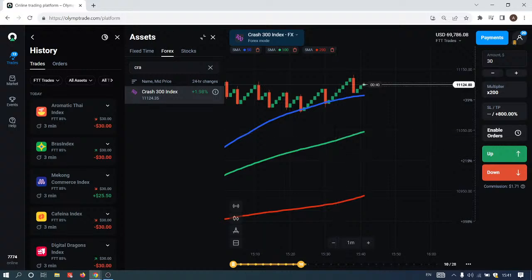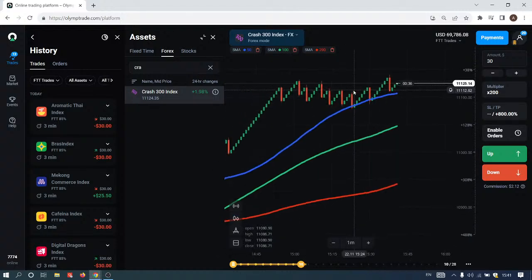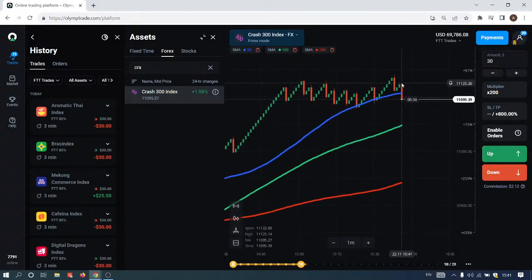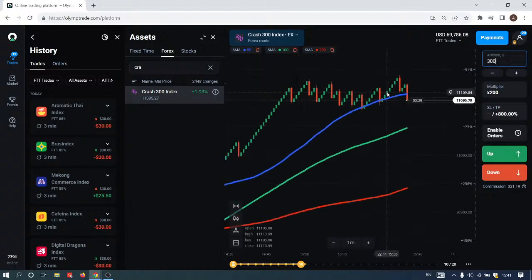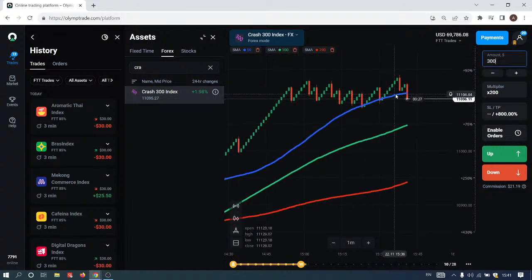So guys, let me stop here at this point. Maybe next time, yes, another Crash 300. So look, this is a wonderful trading asset, and I really enjoy trading it myself, and I will very likely continue trading this asset more and more, because it's so volatile and so exciting.